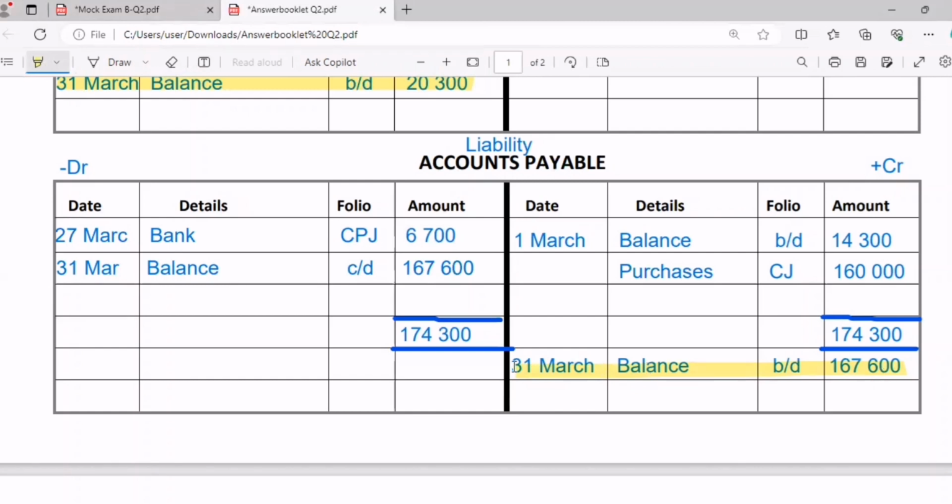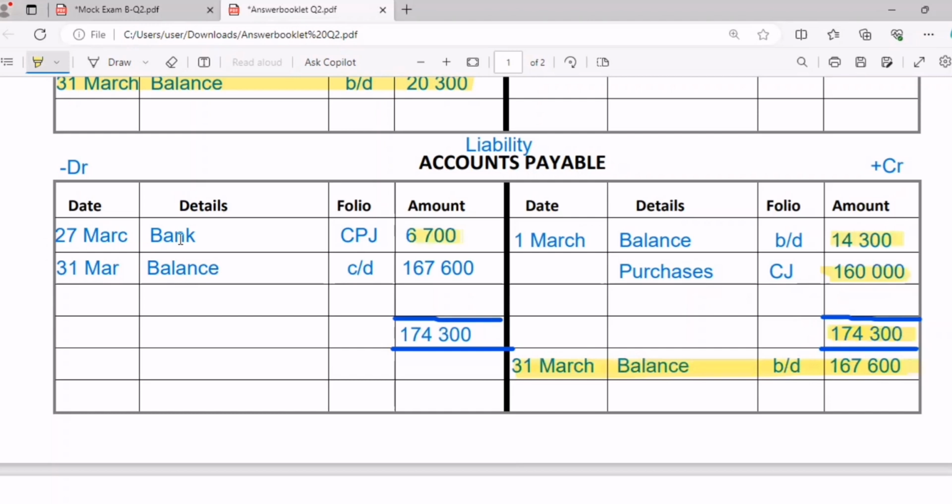So this is the balance that we are owing. Remember, the total balance before we made the payment of 6.7, we were owing our creditors a total balance of 174,300, because at the beginning we were owing 14,300, and during the month we made credit purchases to the value of 160,000. So now the total balance that we are owing to creditors is 174,300.